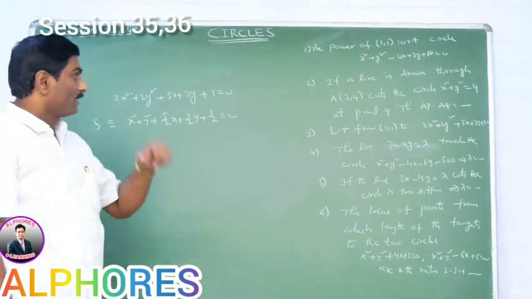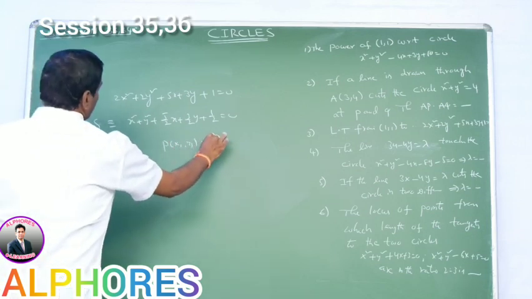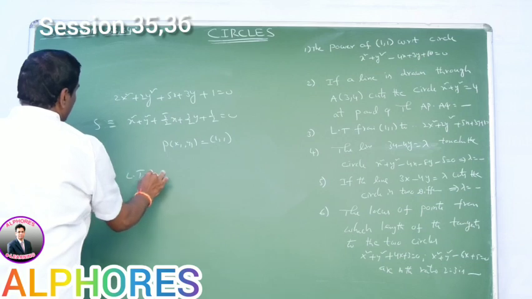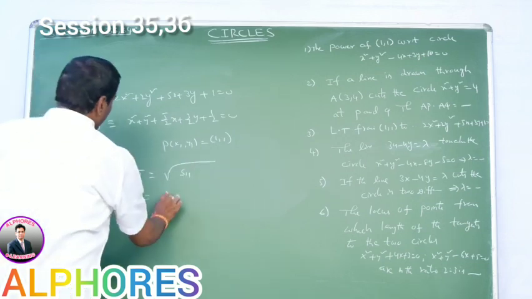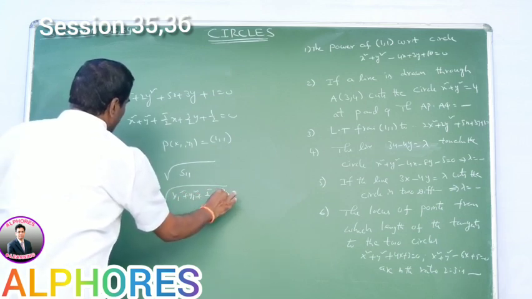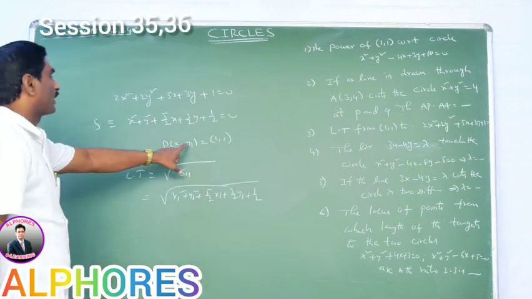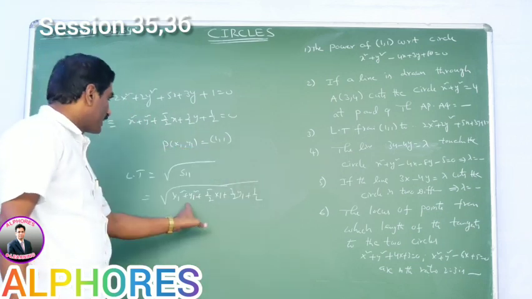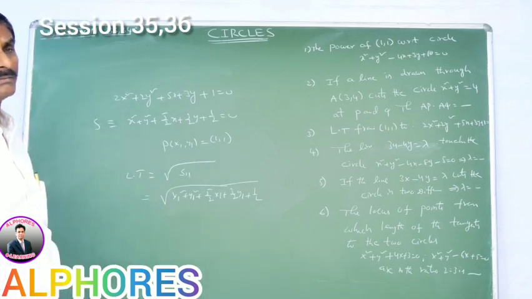Okay. Next, point P (x1, y1) is equal to (1, 1). So the length of the tangent is equal to root S11. Root S11 means root over x1 square plus y1 square plus 5 by 2 x1 plus 3 by 2 y1 plus 1 by 2. Substitute the values of x1, y1 as 1 in this equation. We get the length of the tangent.